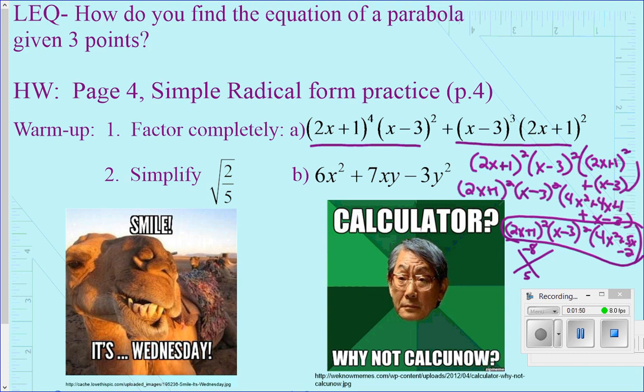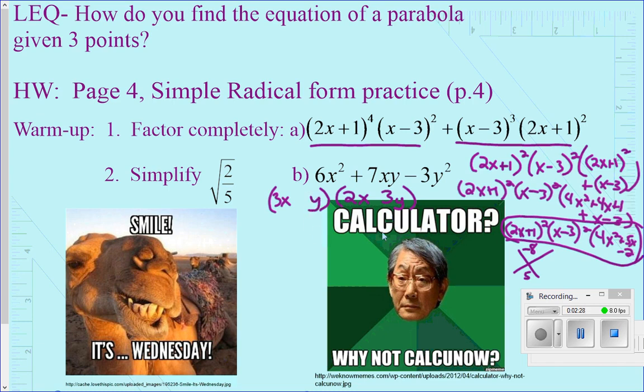The next one, trinomial, no GCF. So we can go right to our binomials. We know that 3x and 2x are going to multiply to give us 6x squared. And we want something that's going to multiply to negative 18 and add to positive 7, and also something that's going to multiply to 3. So I'm going to try 3y and 1y.